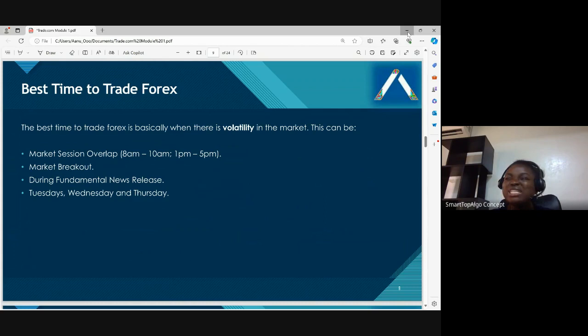When the central bank of a particular country releases news about their currency, there is always volatility. So let's say the Federal Reserve of the US releases news. Go and look at the US dollar. You will see movement, a spike. Now, this you can also trade. So you can also watch out for any news release from different countries and take advantage of the release.